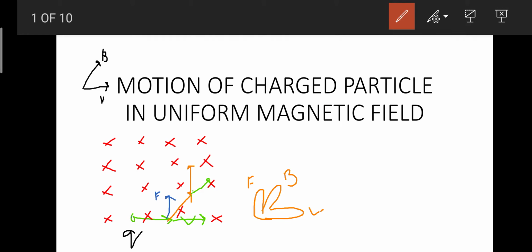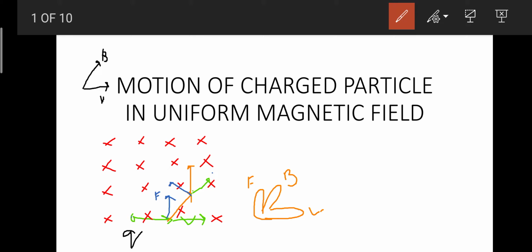The magnetic force at this point, if I'm going to take, this is the direction of velocity, right? Magnetic field into the screen, and the direction of velocity has been taken to be this. So at this particular point, the direction of force would be like this. This is the direction of force, right?